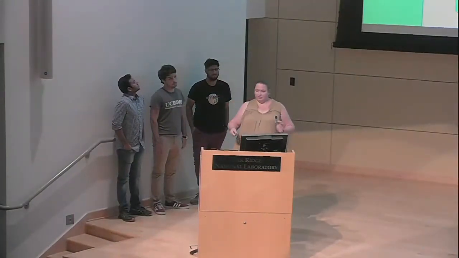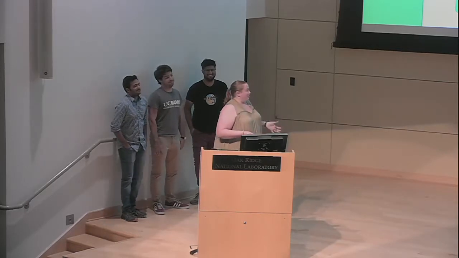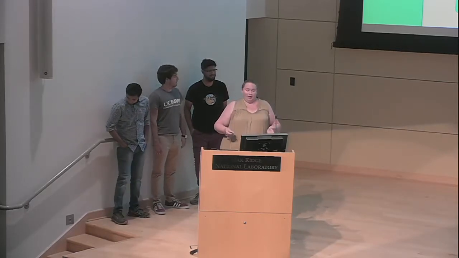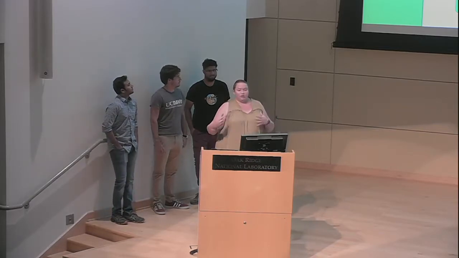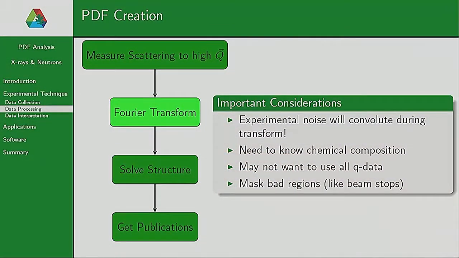Okay, so you've gone to the synchrotron or the SNS, you've collected your data, you've lost a lot of sleep, and now you go back home and you need to do something with all this data that you have. And so this is where all the data processing comes in. Sometimes you'll want to know the chemical composition of the sample that you're using to help you manage the data transformations. You may not want to use all of the Q data you collected. You may get high noise at high Q levels. And you're going to want to mask bad dead pixels or that beam stop that's in the way and interfering with the nice rings that you have.